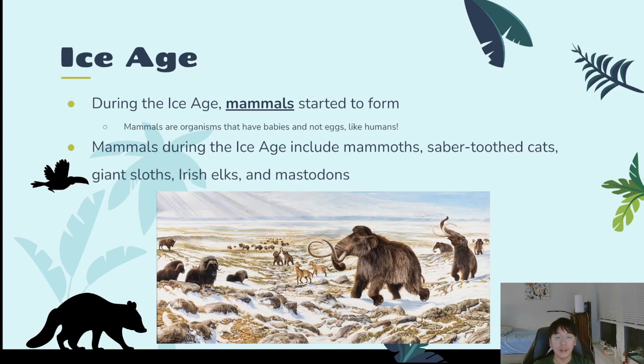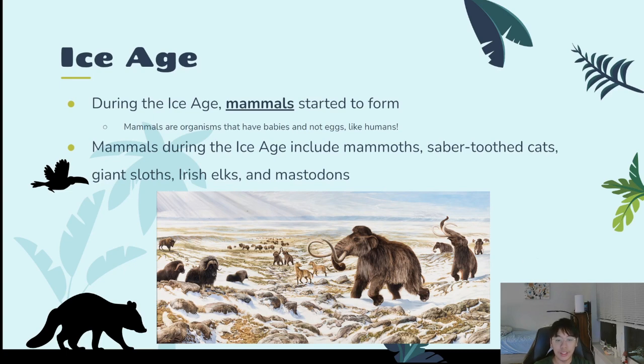Basically, the mammals have babies, not eggs, like us humans. And most of them include the ones that we see today, like, for example, your dog is a mammal and your cat is a mammal, but the chickens you may see outside your school are not mammals. They're a type of bird. And again, mammals have babies and not eggs, which are different. And mammals during the Ice Age include mammoths, saber-toothed cats, giant sloths, Irish elks, and mastodons.